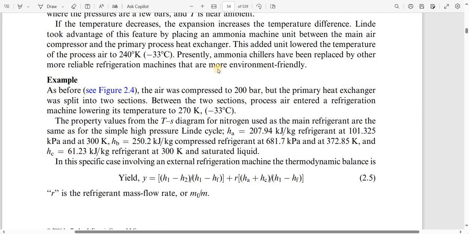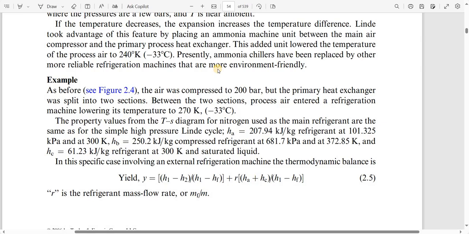Example, as before in figure 2.4, the air was compressed to 200 bar, but the primary heat exchanger was split into two sections. Between the two sections, process air entered a refrigeration machine, lowering its temperature to 270 Kelvin, minus 33 degrees Celsius. The property values from the T-s diagram for nitrogen used as the main refrigerant are the same as for the simple high pressure Linde cycle.